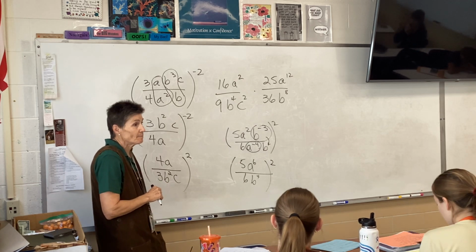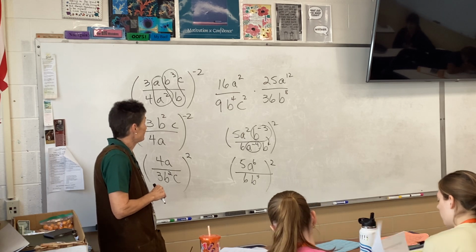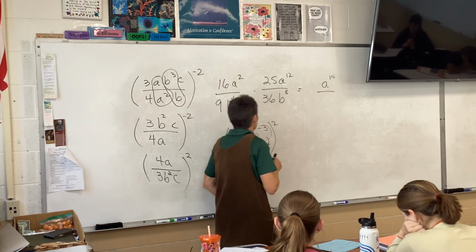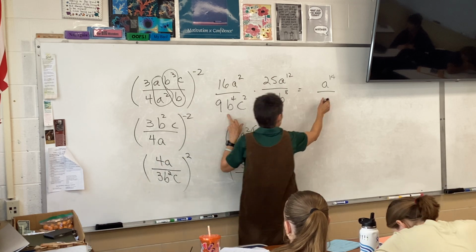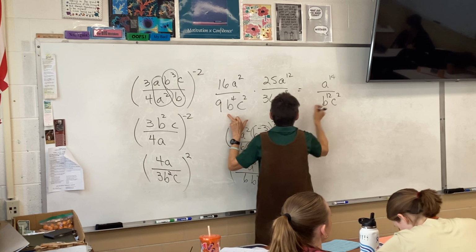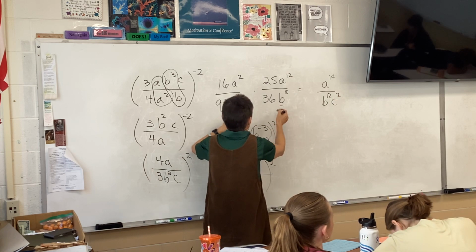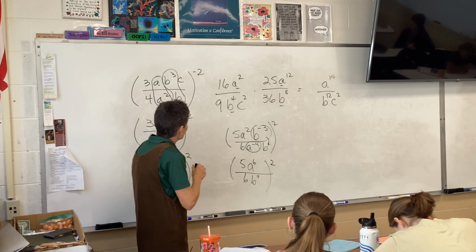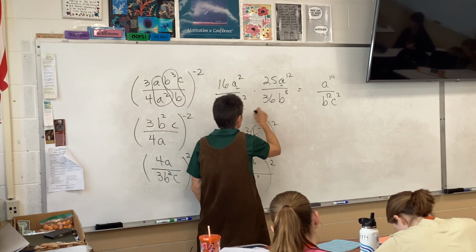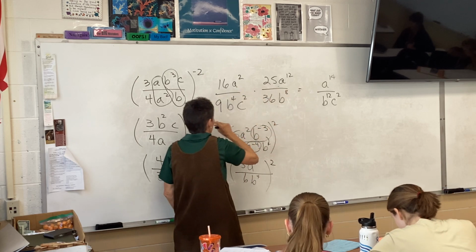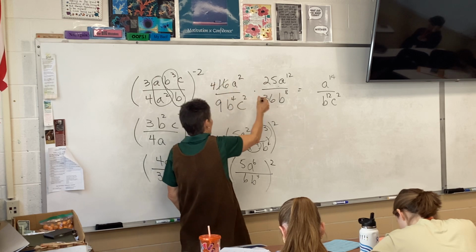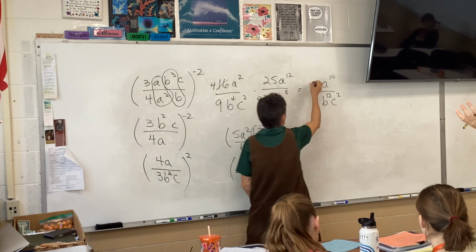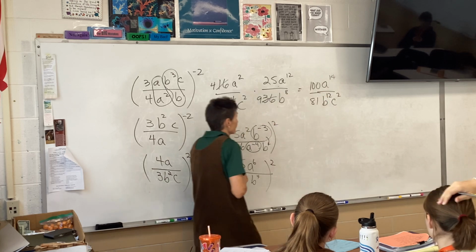All right, Sarah, you still with me? So now I gotta start putting more things together. So it looks like I'm gonna have a to the 14th on the top, b to the 12th, and c squared, when I start combining my things. Now these numbers are kind of crazy. Remember, it's a multiplication, so we could cross cancel. So maybe take a 4 out of that and that. I think that's it. So I have 100 over 81 as my final answer.